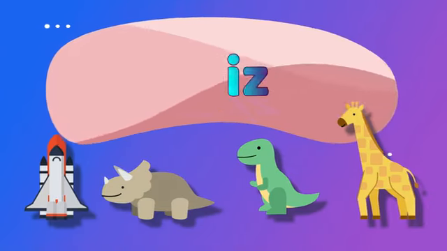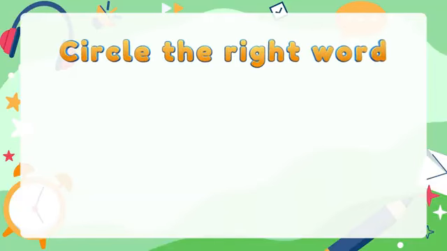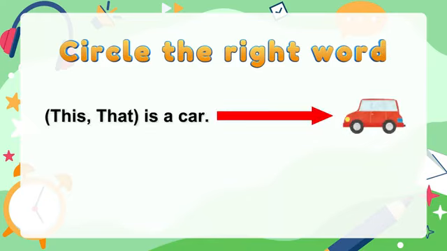Quiz. Circle the right word. Look at the arrow for the answer. This, that is a car. The arrow points to far away. We use that when talking about something far away. The answer is, that is a car.